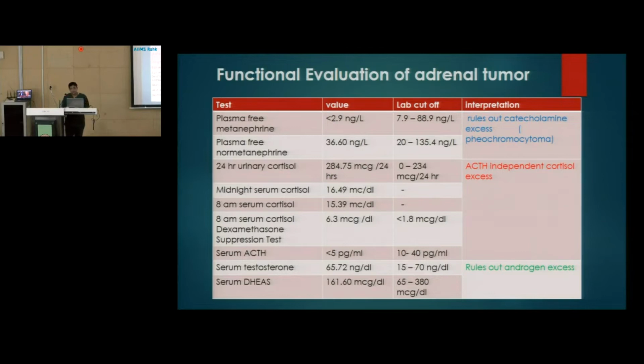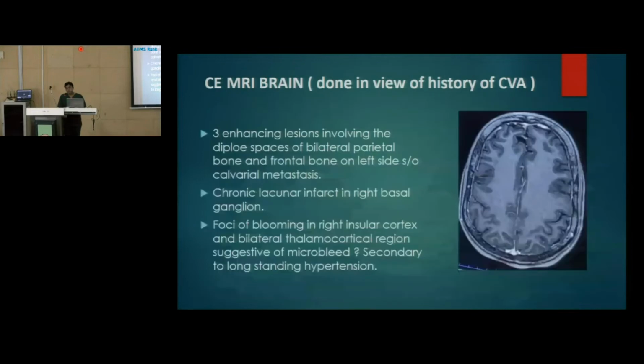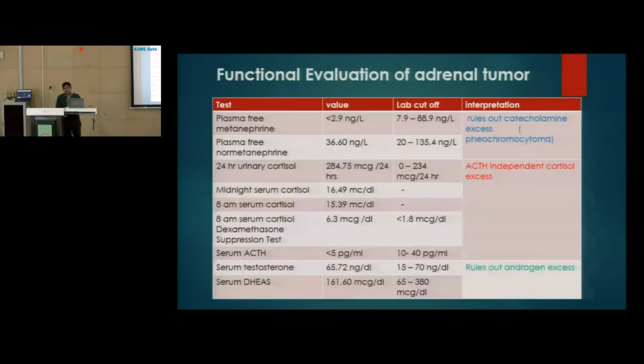In that we found that the 24-hour urinary cortisol level was elevated, and also on the dexamethasone suppression test the serum cortisol at 8 am was elevated. The normal range was less than 1.8 microgram per deciliter. It was 6.3 microgram per deciliter. So with this we had the diagnosis of cortisol secreting adrenocortical carcinoma in our mind.